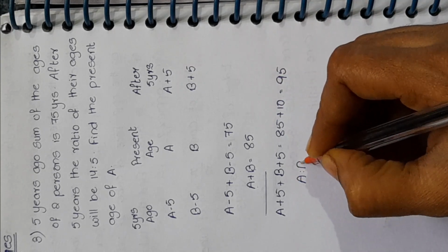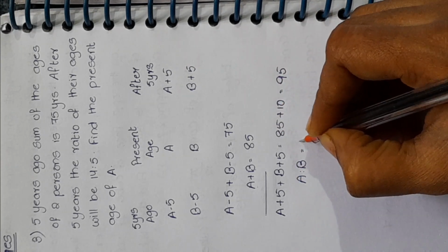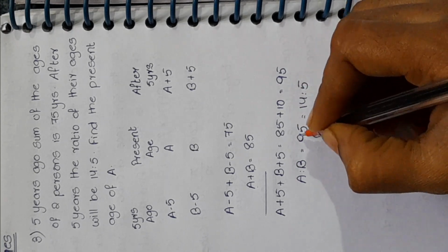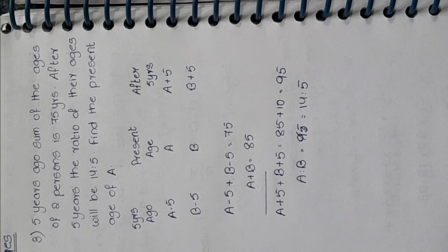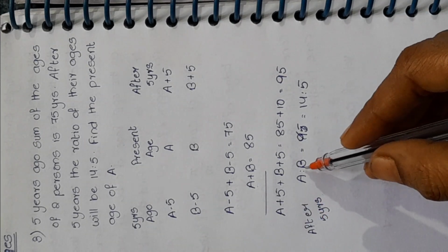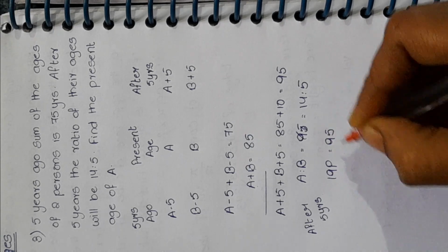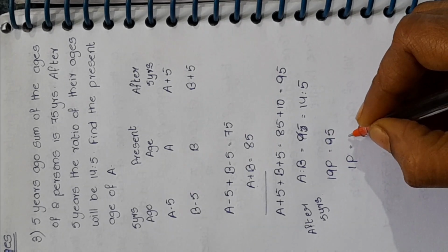So, A is to B after 5 years is given as 95. That is 14:5 is the ratio given. So, after 5 years, the ratio of the ages is given as 14:5. That is 19 parts is equal to 95. 1 part is equal to 5.